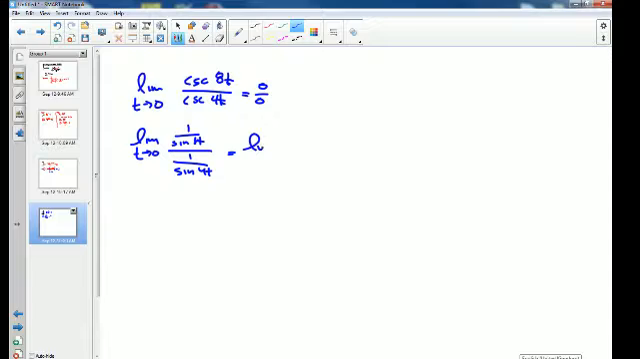Now this is where we write the limit again to make these equivalent statements, okay? So sine 4t over sine 8t.